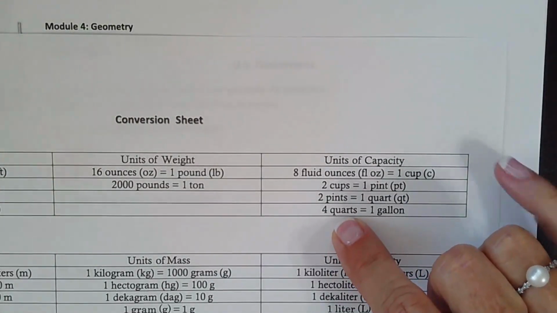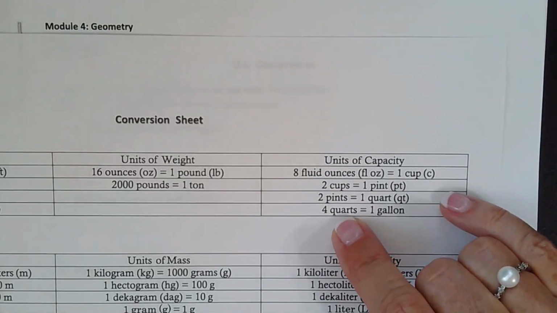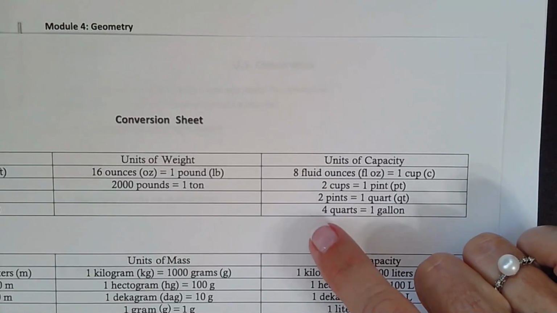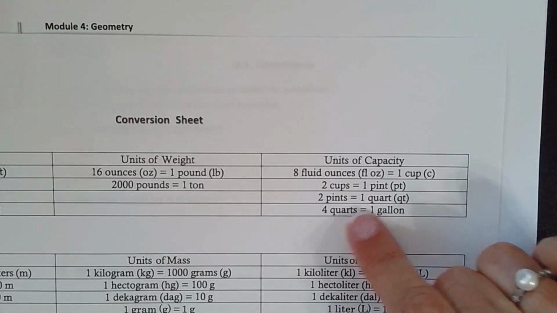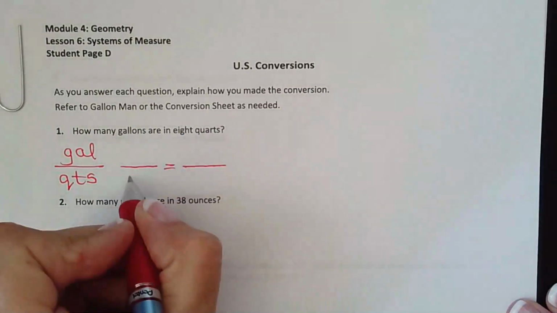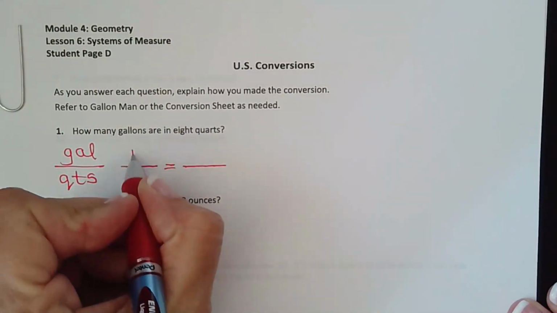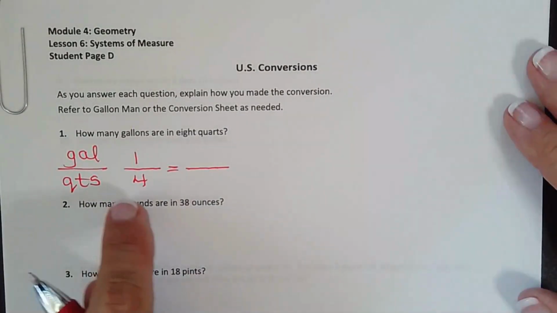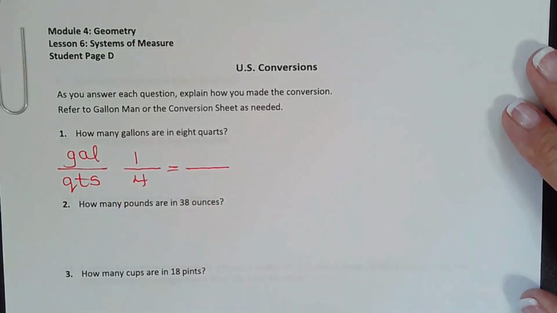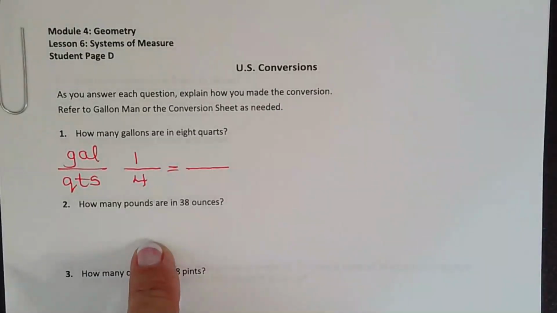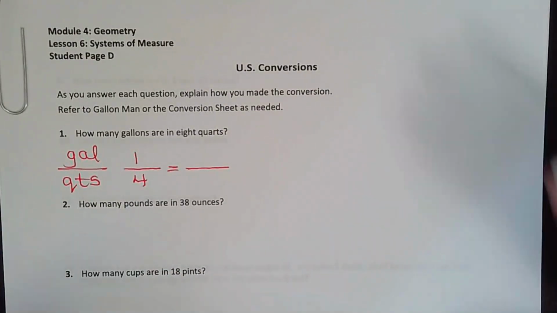Capacity is how much you can fit in a pitcher, how much you can fit in a glass. That's what capacity is. So it says 4 quarts equal 1 gallon. So where quarts is, I put 4, and where gallons is, I put 1. So it's not always in the same order as the formula sheet. It says 4 quarts equal 1 gallon. So the first fraction is always filled in from the conversion sheet.